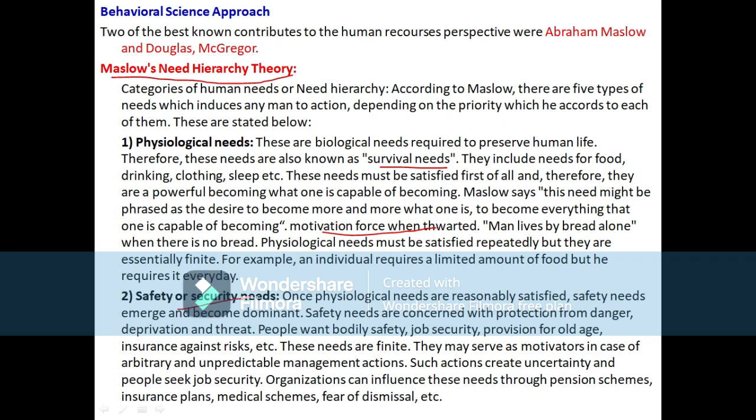Man lives by bread alone when there is no bread. Therefore an individual requires a limited amount of food, but requires it every day. That is the meaning of that. So after physiological needs, then only will he think about safety or security needs. Safety and security mean protection from danger, either to the person or the property. It includes bodily safety, job security, provision for old age, and insurance against risk. All this has to be satisfied, then only will he think about the next thing.